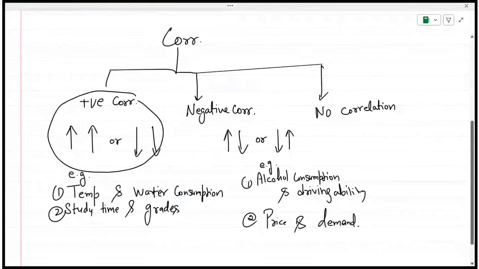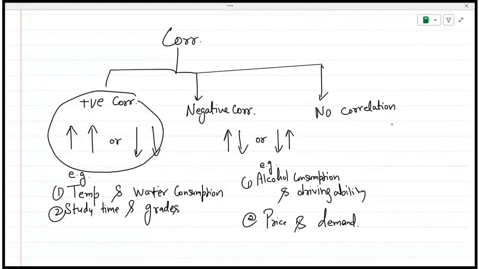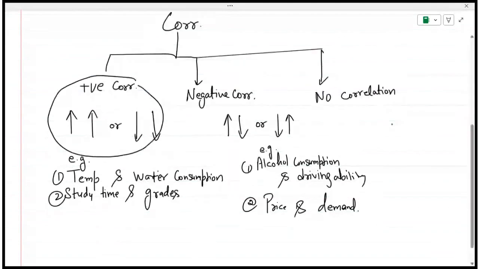Now third is no correlation. What is the meaning of no correlation? If change in one variable does not affect the other variable, or change in the first makes no impact on the second, then we say there is no correlation between these two variables. So I have told you the three types of correlation. This much is clear.